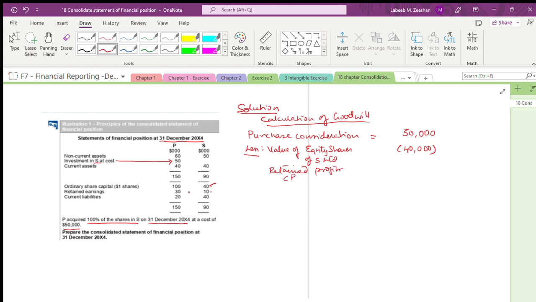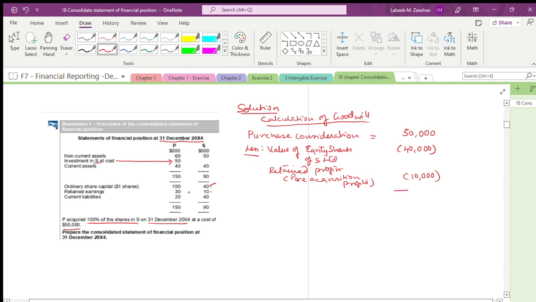You can put it like this: pre-acquisition profits. Is it right? How much are the pre-acquisition profits? 10,000. This belongs to you. You are paying for those profits also.